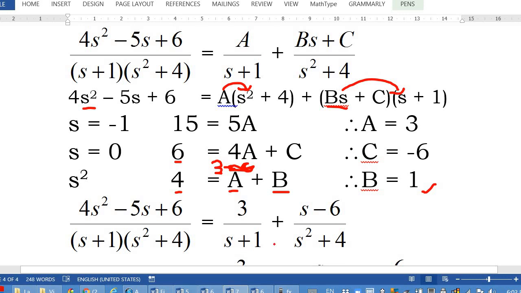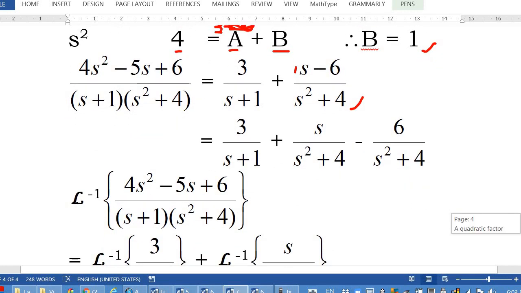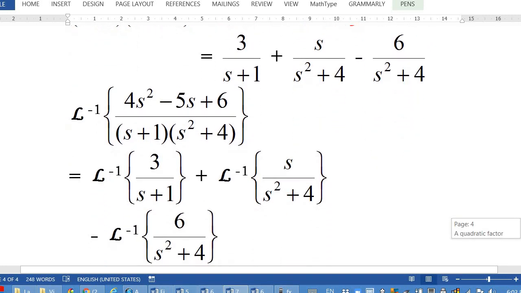Plug in A, which is 3, so on the right side you have 3 over s plus 1. Plug in B is 1 and C is negative 6, so (s minus 6) over (s squared plus 4). For the second term, s minus 6, we break it into two fractions. Hence, the inverse Laplace transform for 4s squared minus 5s plus 6 over (s plus 1)(s squared plus 4), once decomposed using partial fractions, reaches 3 over s plus 1, plus s over s squared plus 4, minus 6 over s squared plus 4.